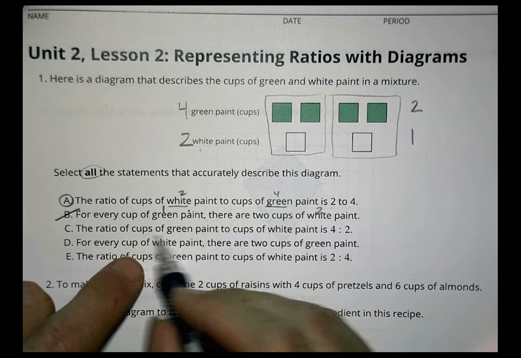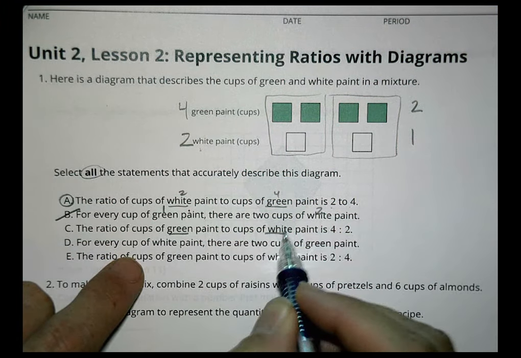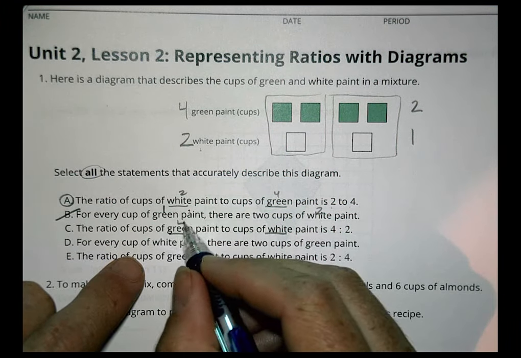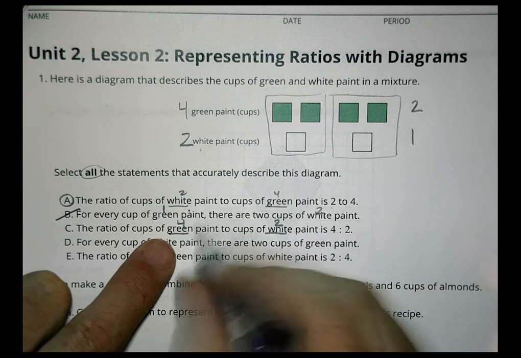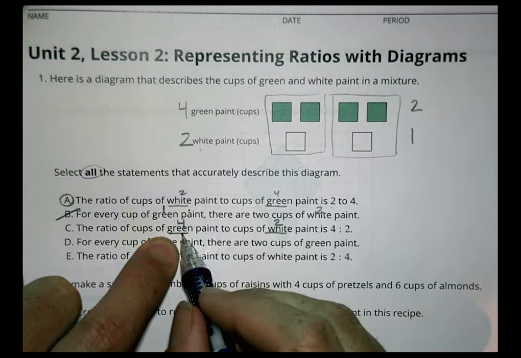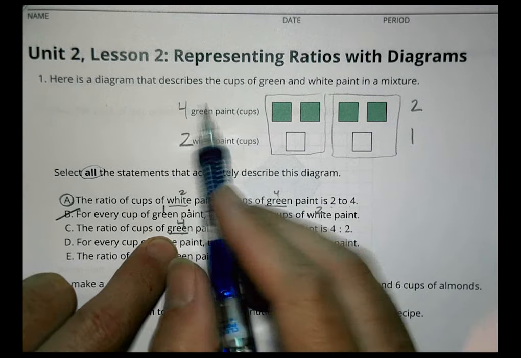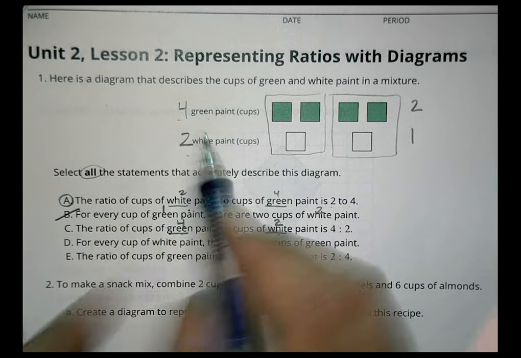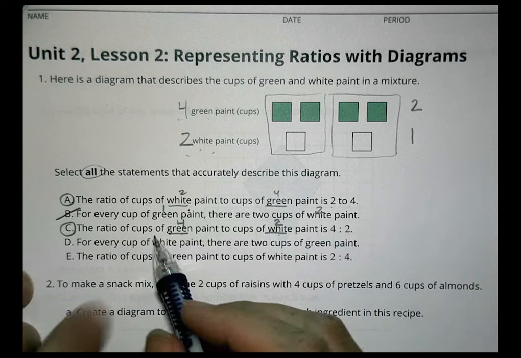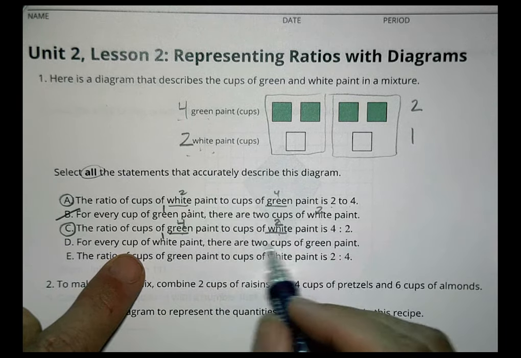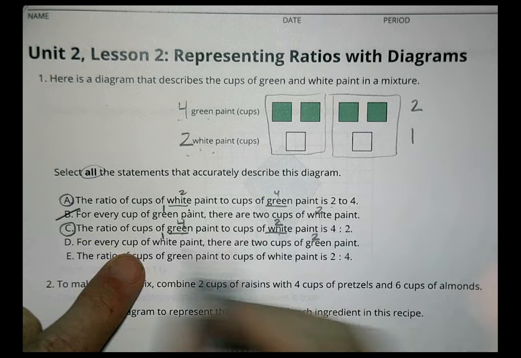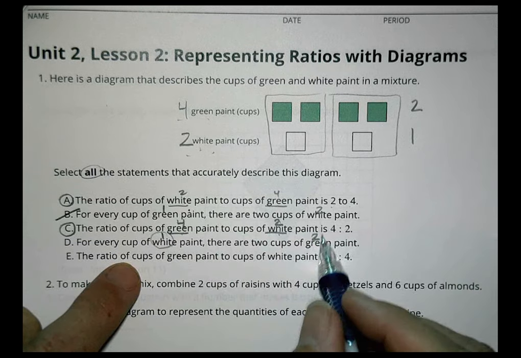C, the ratio of cups of green to white is 4-to-2. So they're saying 4 green, 2 white. Keep that order there. Don't worry about the picture. Look here first. 4 green, 2 white. Does that match? 4 green, 2 white. Yes. D, for every cup of white, so 1 white, there are 2 cups of green. 2 green. 1 white, 2 green.